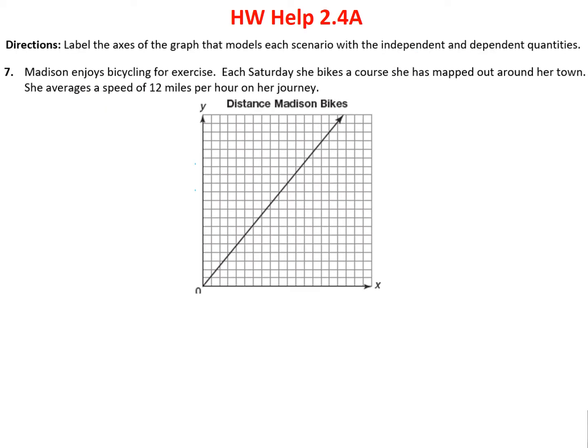Problem 7 says that Madison enjoys bicycling for exercise. Each Saturday she bikes a course she has mapped out around her town. She averages a speed of 12 miles per hour on her journey.